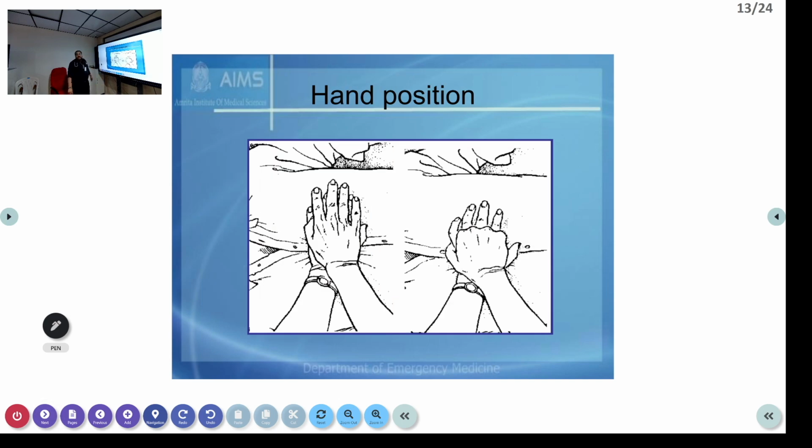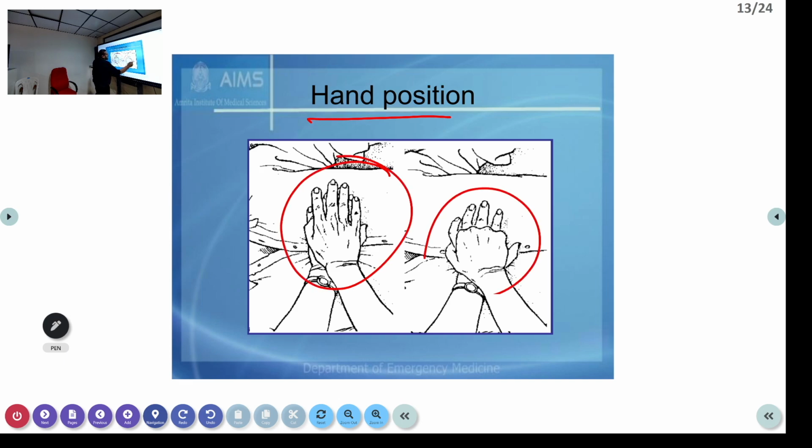So now coming to the hand position, how you should keep the hand. There is another important thing that you need to remember. One thing, you can keep one hand over the other, or you can interlock like this. These are the two methods by which you can keep one over the other, or you can interlock your hands. So these are the two acceptable methods. Both are okay, but whichever is comfortable for you, you can do that.